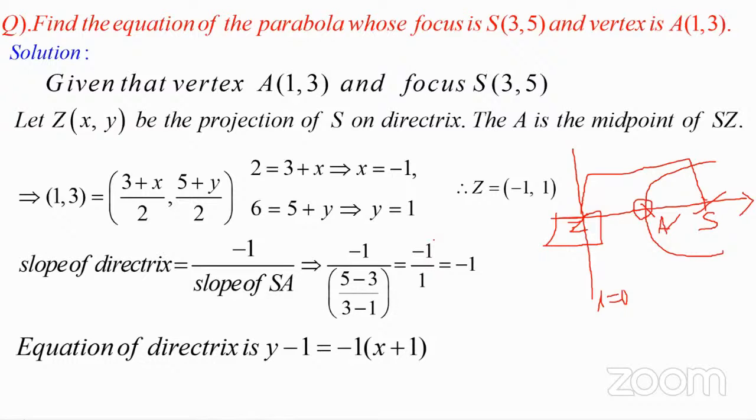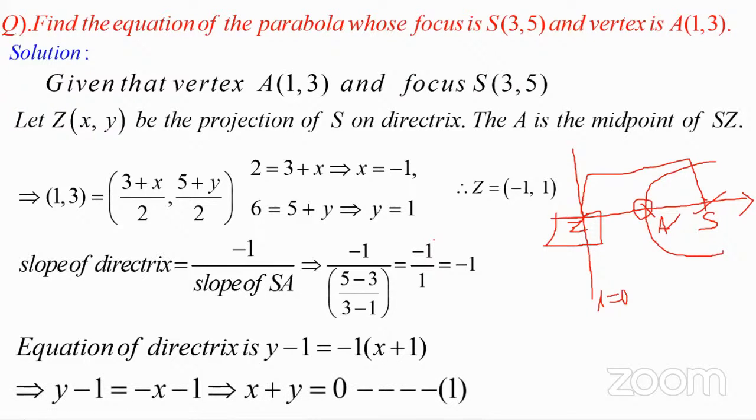So the equation of the directrix is y minus y1 equal to -1/m times (x minus x1). This is the perpendicular equation for y minus y1 equal to m(x minus x1). Here we just replace m with -1/m, that is y minus 1 equal to -1 times (x plus 1). This is the equation of the directrix. Solving it, y minus 1 equal to -x minus 1, then you will get x plus y equal to 0. This is the directrix line equation, equation number 1.